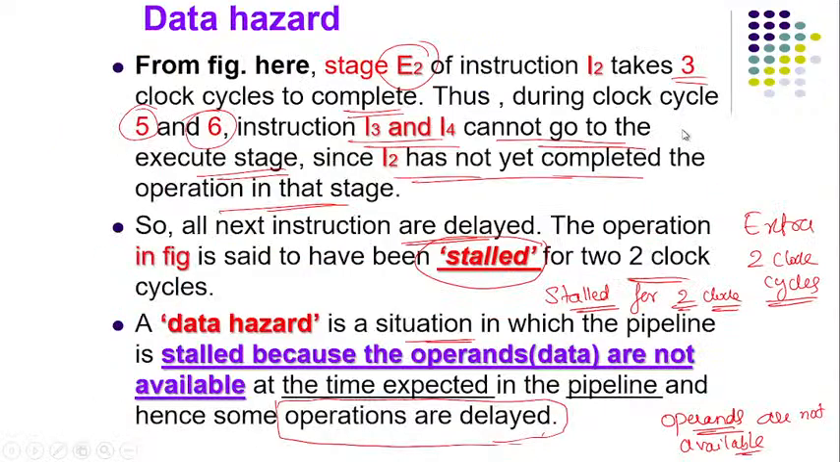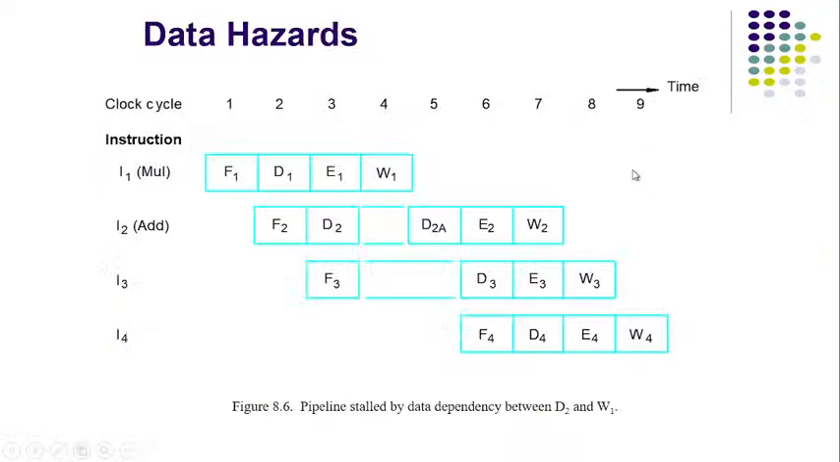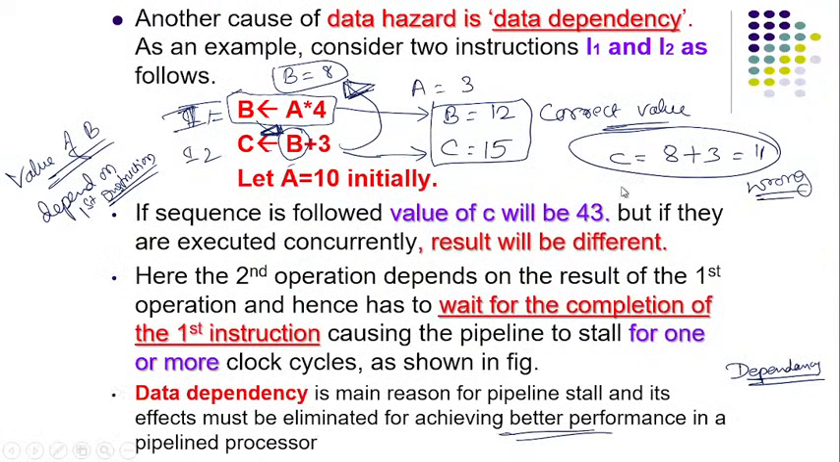So data hazard, here in this, there are two cases we explained. One is because of dependency, non-availability of source or destination operand. Non-availability of the source or destination operand. Then another case is that data dependency, right?